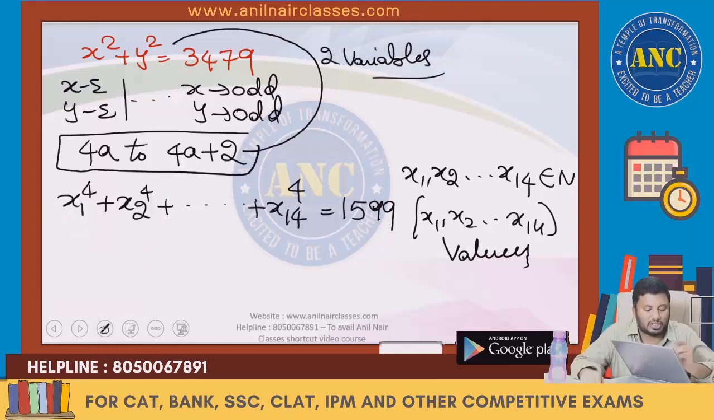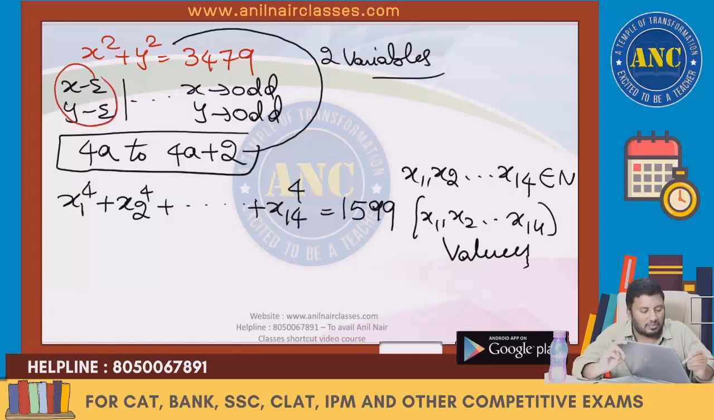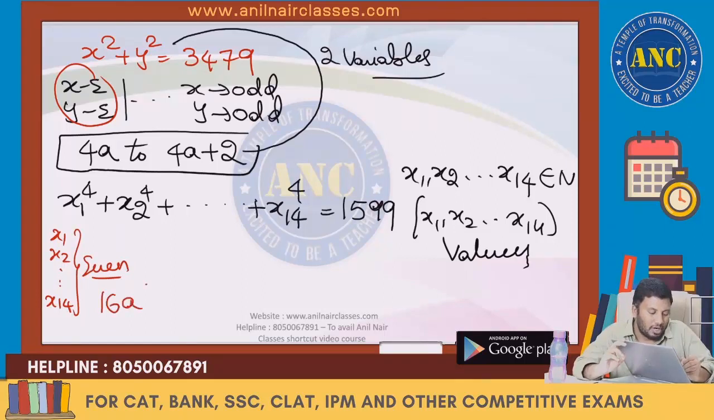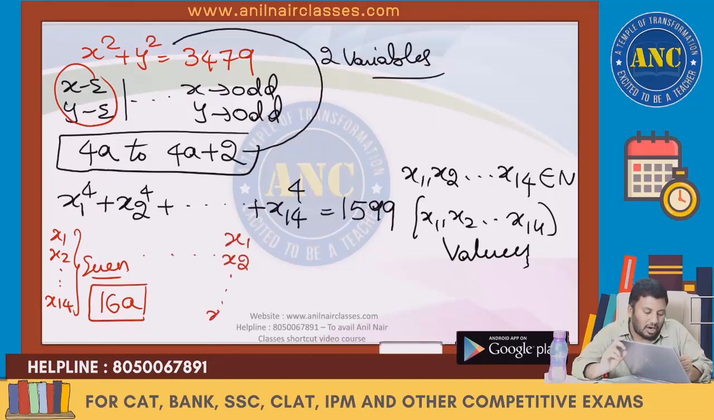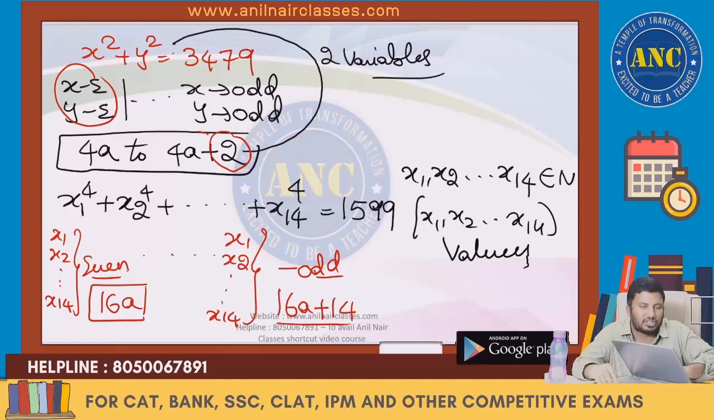x1 power 4 plus x2 power 4 and so on up to x14 power 4. Best case is when all are even, x1, x2 till x14. If all are even, 2k power 4 is 16, so all the numbers will be divisible by 16. What is the worst case? When all the numbers are odd. With two variables I got 4a plus 2. Here 14 variables are there, so I will get 16a plus 14.